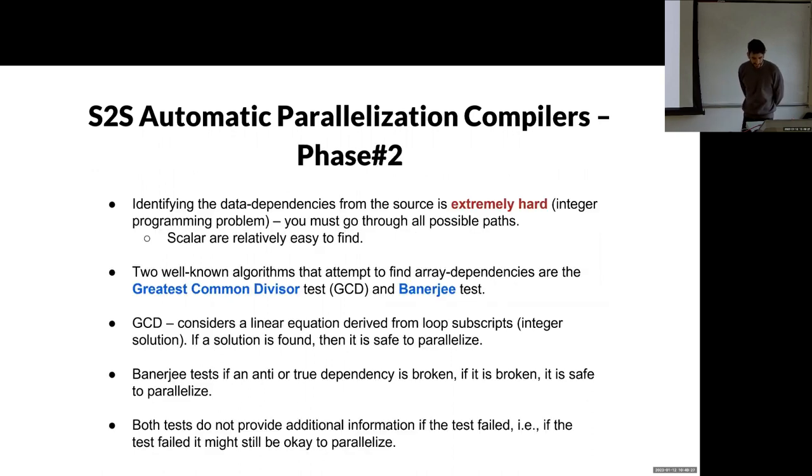I'm going to talk a little bit about the data dependency algorithms. Identifying the data dependencies is basically an NP-hard problem, which means it's really hard to know for sure if it does have dependencies. So there are two main algorithms that try to approximate this problem, called greatest common divisor and boundary. If they manage to converge, then they'll tell you with 100% certainty if it does have a dependency or it doesn't. But if they don't converge, then you don't know what happened. And of course, the convergence depends on the amount of lines in your for loop.